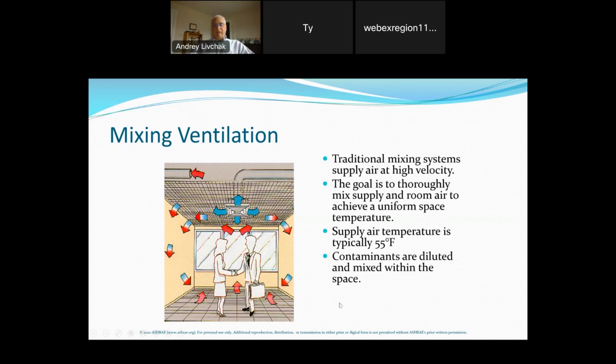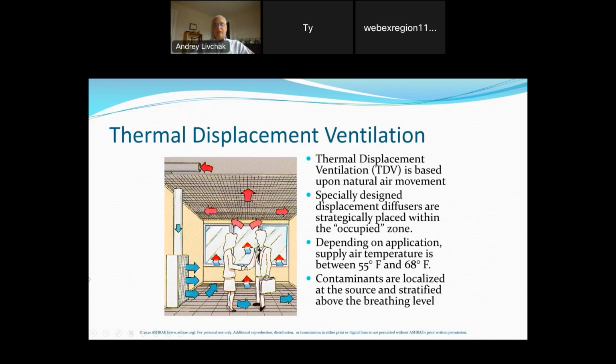With thermal displacement ventilation, I would emphasize again, this system works only in cooling mode. We know that cold air is more dense than warm air, so it's heavier than warm air. Displacement diffusers are typically located in the occupied zone, and cold air supplied from a displacement diffuser cascades towards the floor, falls down, creates a kind of small waterfall, and then heat sources in the space carry this air into the upper part of the space.